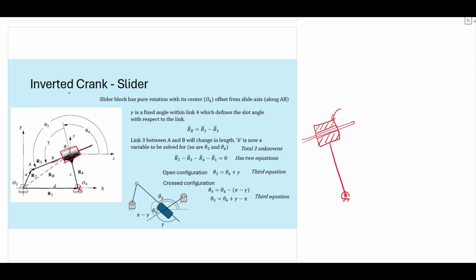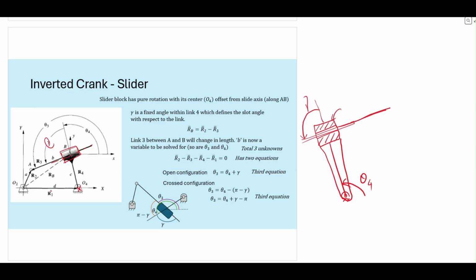So that is the difference between the previous case and this case, where the slider block was not rotating with respect to a point. It was just translating along this axis of sliding. Because this is an integral part of link 4, you can define a geometric relationship between the sliding axis and the angle of link 4. This is theta 4 for us, and the axis can be defined with respect to this theta 4. There's an additional angle gamma. That's gamma here. So there's a fixed angle within link 4, which defines the slot angle with respect to the link.